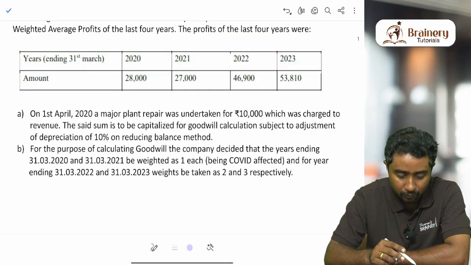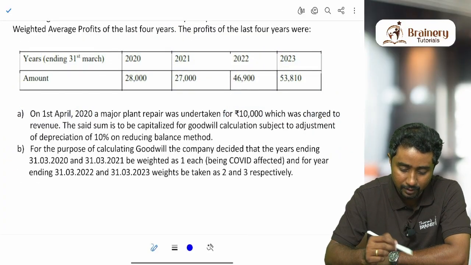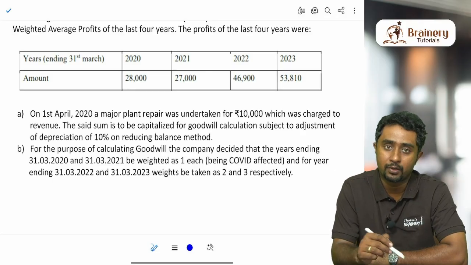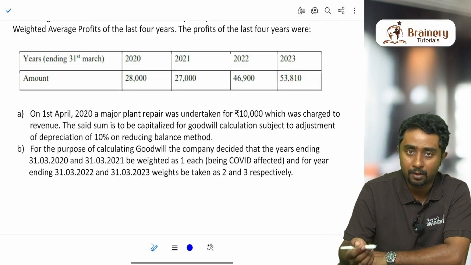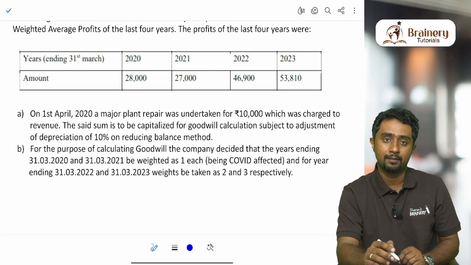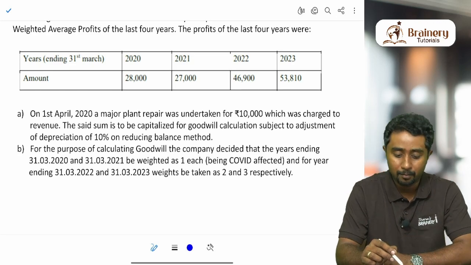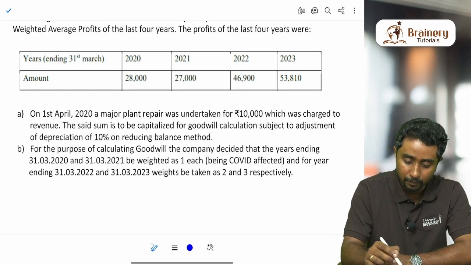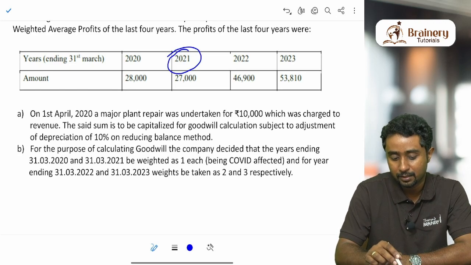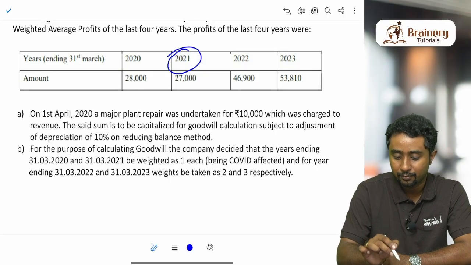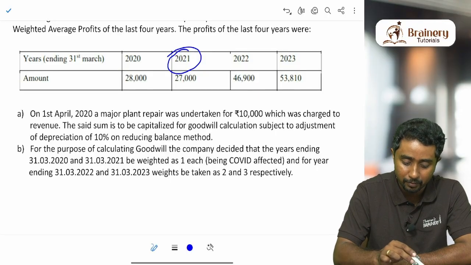Because from 1st April 2020, if you make a mistake, it will be reflected in the profit of that year ending. That year ending profit is what? That means when you calculate the profit of that year ending, it will come on 31st March 2021. That means 2021, which is mentioned here, that is the year ending 31st March 2020. This is the year in which we made this mistake.